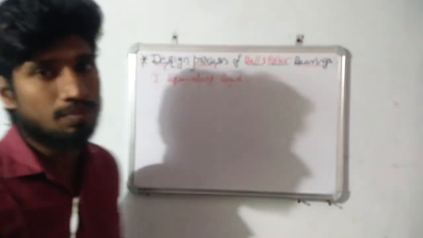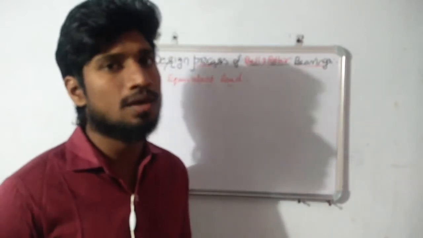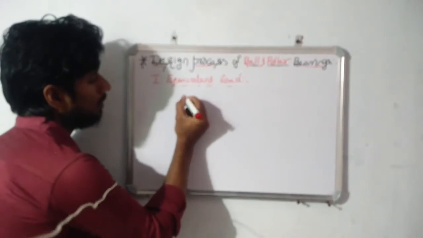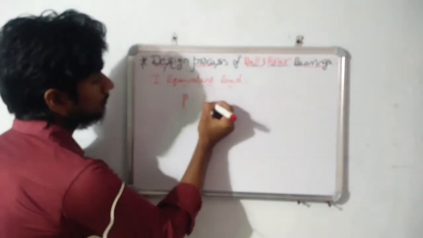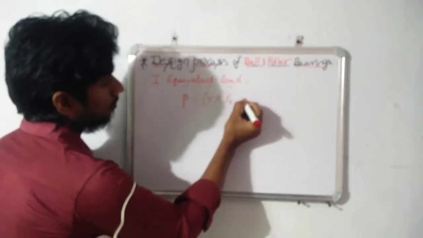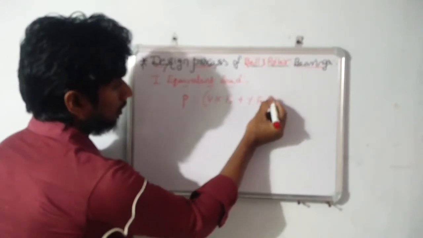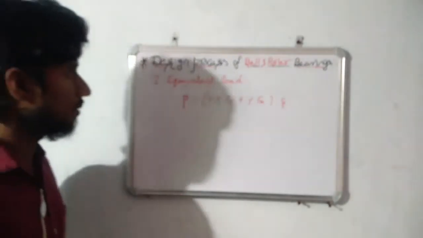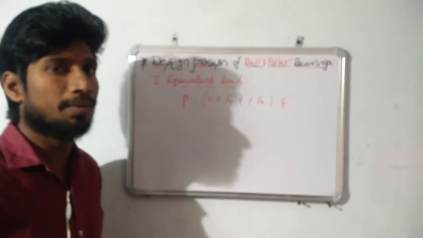It is the first step. Here we are going to find out the equivalent load acting on the bearing. It is denoted by capital P, which is equal to V into X into FR plus Y into FA, into S. This is the formula to find the equivalent load acting on the bearing.